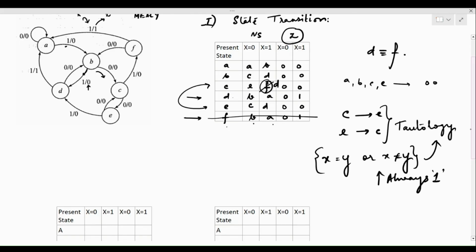So either C is going to be E, or E is going to be C. In either case, they both are going to be equivalent. And for x is equal to 1 also, they are making a transition to the same next state. So therefore, we see that we can actually eliminate one of these and retain the other. So wherever we see the state E occurring, we can replace it with C.